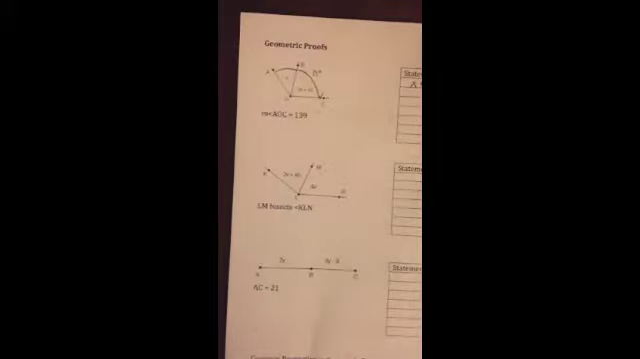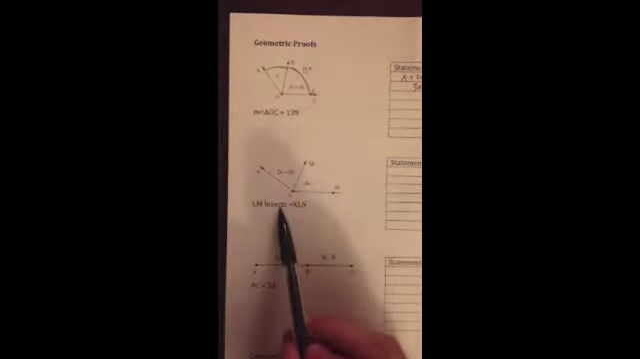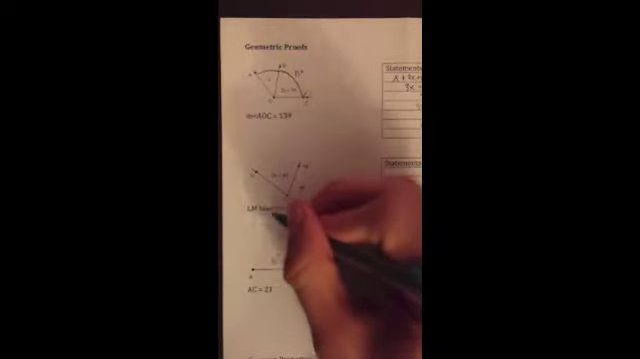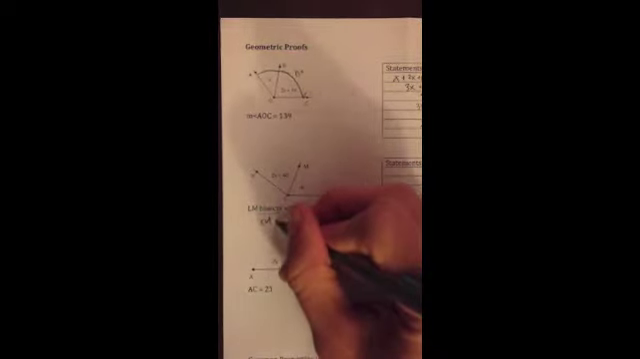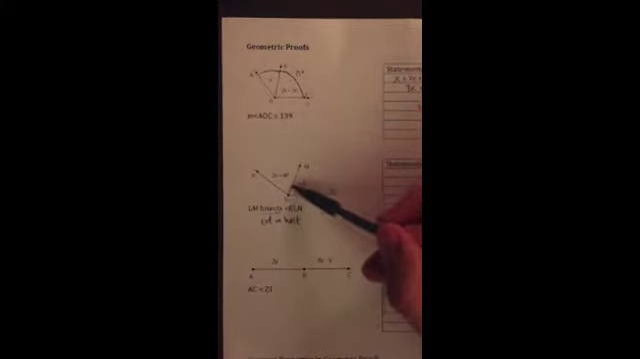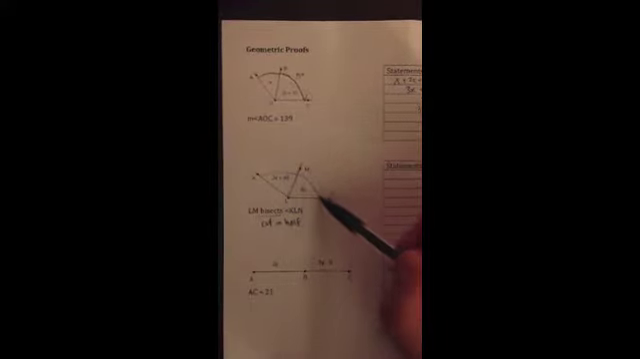Looking at the second one. Very similar looking, but we have something different that's given to us. Here it told us that the whole thing was 139. This says bisects. Bisect, literally meaning cut in two or cut in half, means that LM, which is right here, cuts right down the middle of this whole angle. It takes this angle and cuts it exactly in half.